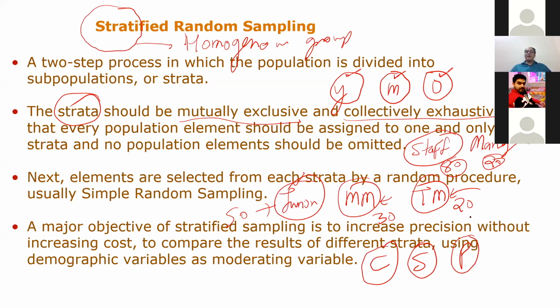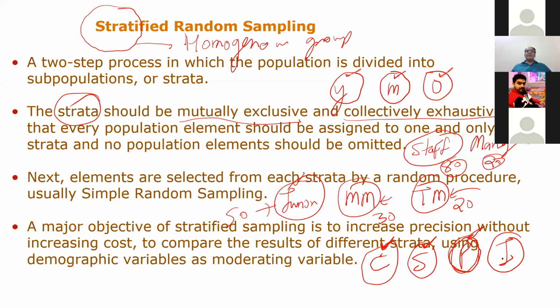So we believe that the staff who are working with central universities have a similar kind of behavior. State universities have a different kind of behavior from central, and in private universities the behavior is different. So the central university is considered as one strata, state university as another strata, private university as another strata, and private institutes can be considered as another strata. So we divide the population into different strata and then go for random sampling.